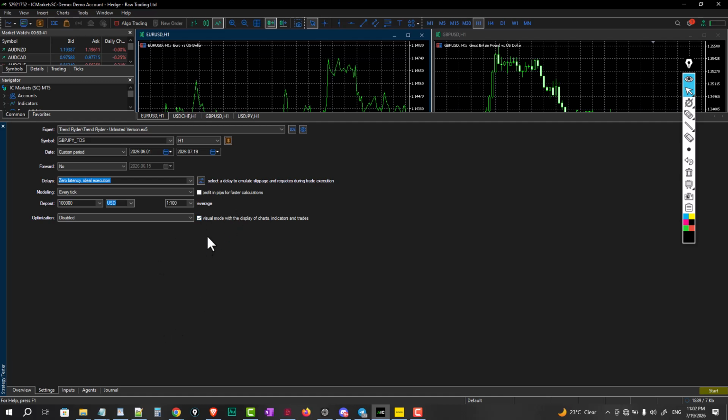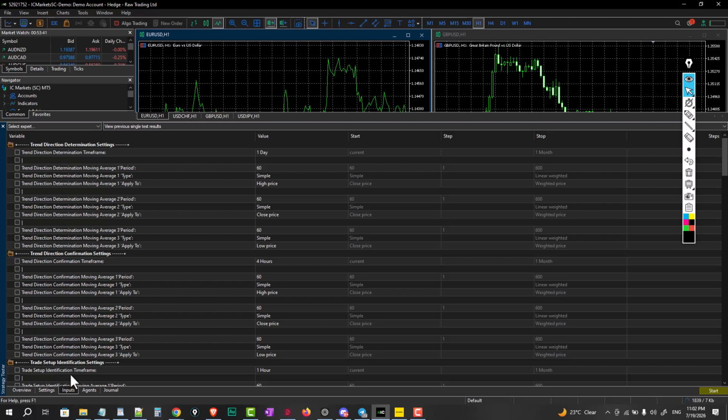So if you want to see it take those trades live, then you have to check this box. But if you don't mind for that, then you can uncheck it and you could just start your backtest and all of that. Now the next tab is the Inputs tab.